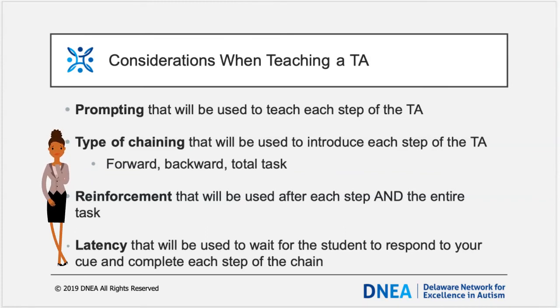The final consideration is latency, or the time it takes a person to respond to a cue and begin each step of the chain. Remember, because each step of the task analysis is serving as a cue for a subsequent step, you also want to consider how long you are going to wait for an individual to initiate each step of the chain after completing the prior step. The typical latency for most people is between 3 to 5 seconds. Defining a latency will help you know when to step in and provide a prompt. If you want to learn more about prompting and reinforcement, please review our other DNEA tutorials and resource guides.